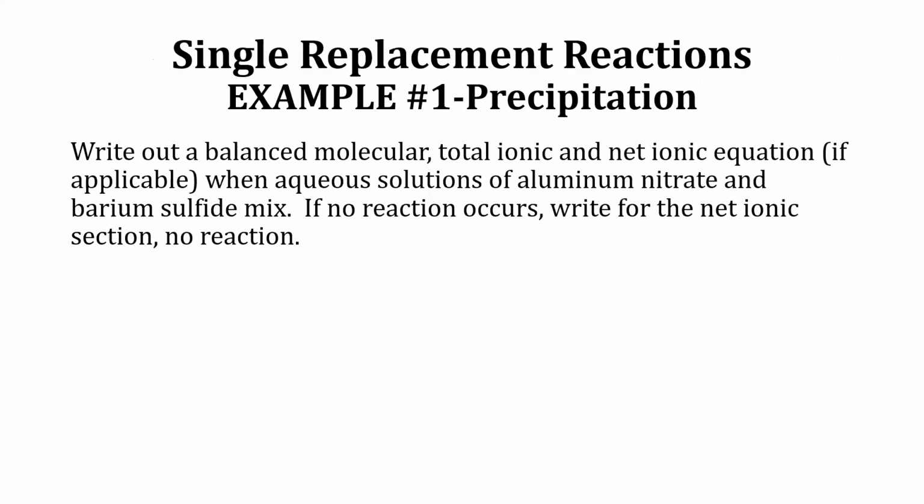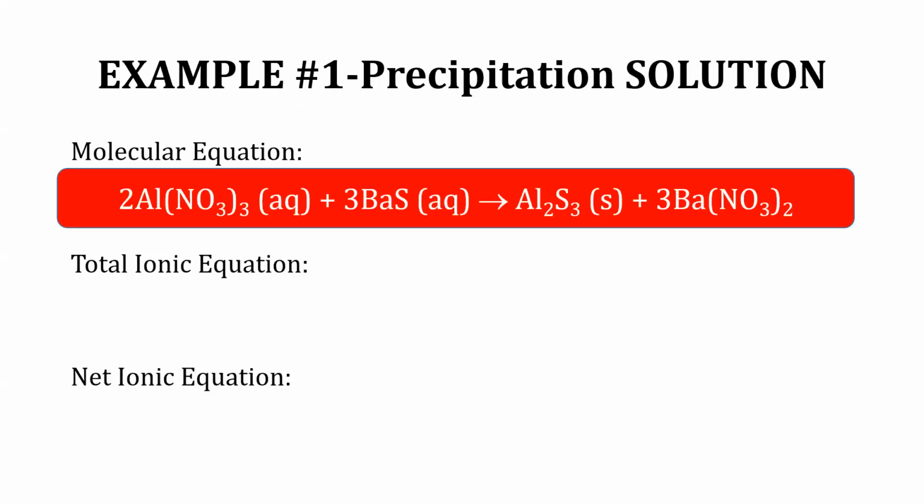Example 1 is a precipitation reaction. Write out a balanced molecular, total ionic, and net ionic equation, if applicable, when aqueous solutions of aluminum nitrate and barium sulfide mix. If no reaction occurs, write for the net ionic section, no reaction. Substances are aqueous phase unless otherwise stated. The molecular equation is 2Al(NO3)3 plus 3BaS forming solid Al2S3 plus 3Ba(NO3)2.